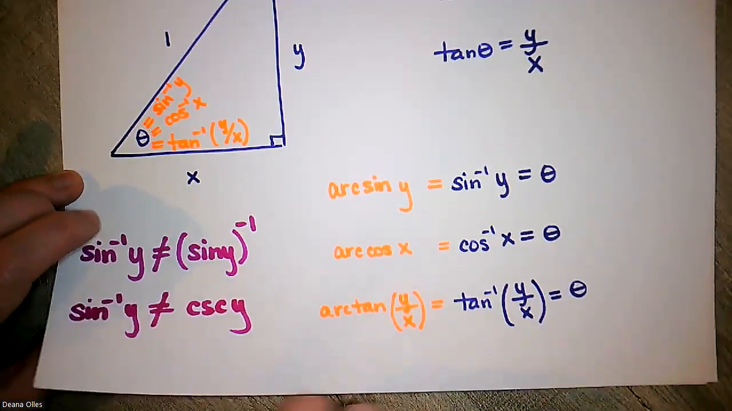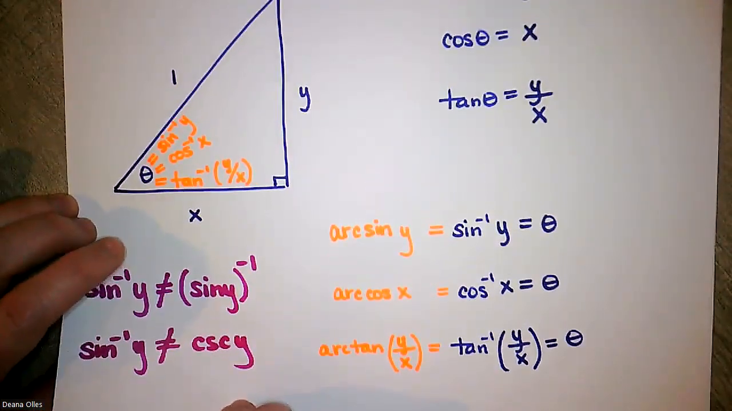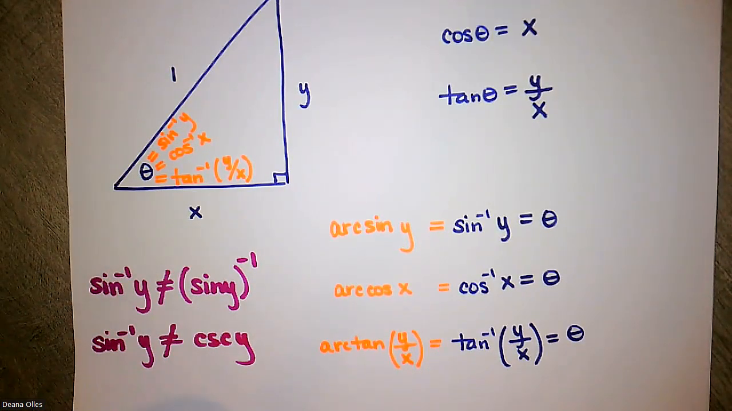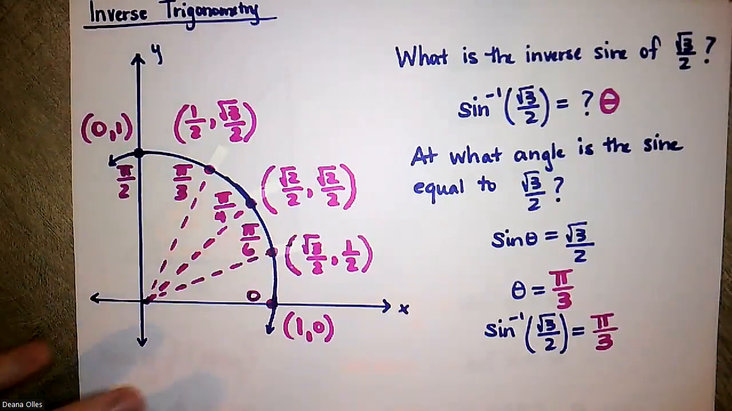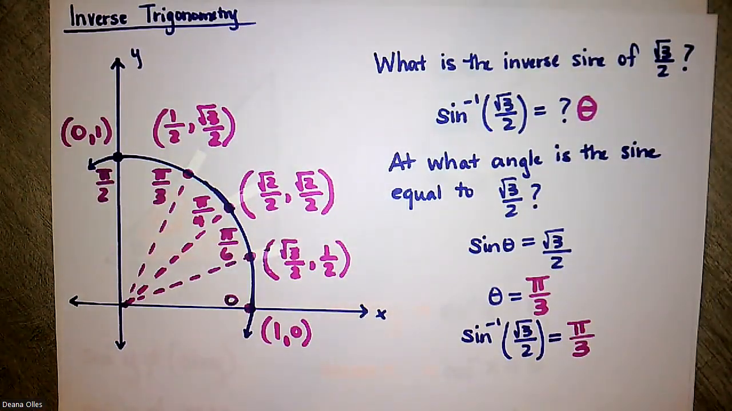All right, so as long as we have that down, that's a nice preliminary video to inverse trig. Again, all we're saying is let's reverse the way we ask the question that we've been asking for several weeks now. Instead of asking what is the sine of an angle, we're asking at what angle is the sine equal to the ratio in question. So we're just going backwards.